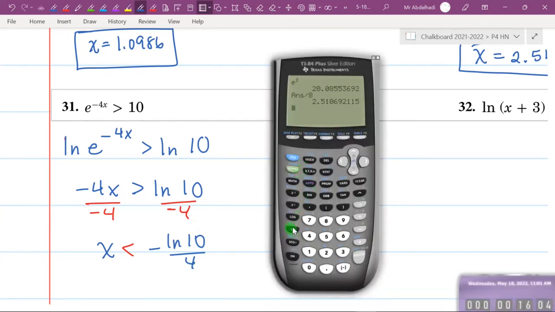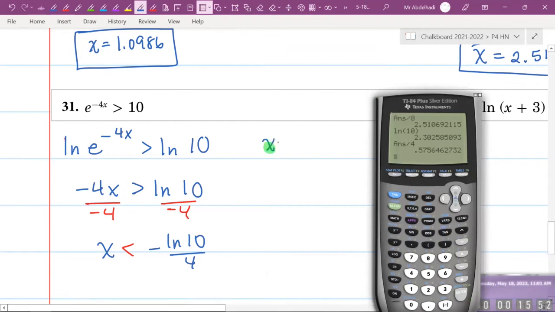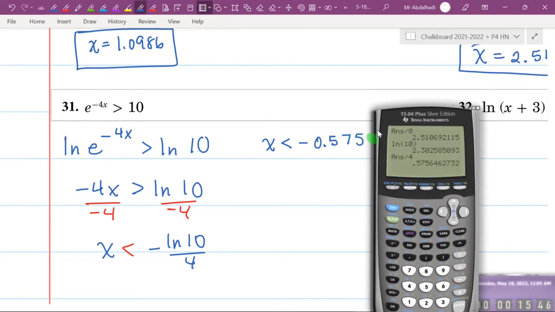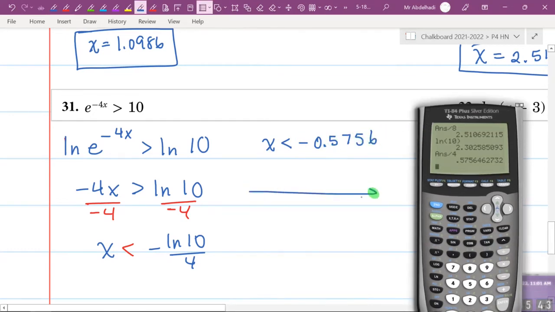So ln 10, make sure you use the natural log button on the calculator. Divide that by 4 and slap a negative on it. So what I'm getting here is x is less than negative 0.5756. And on a number line, that's going to be an open circle shade to the left.